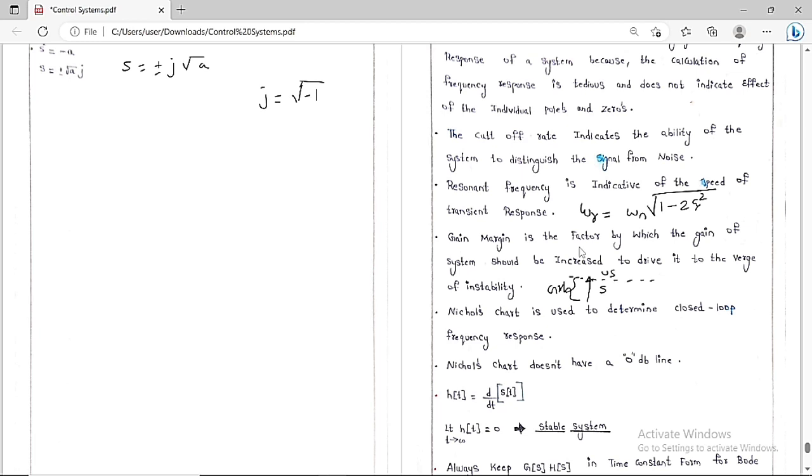So therefore we can say gain margin is a factor by which the gain of the system should be increased in order to drive it into the verge of the instability. So by this much amount of factor, you have to increase the gain in order to convert the system from stable to unstable.